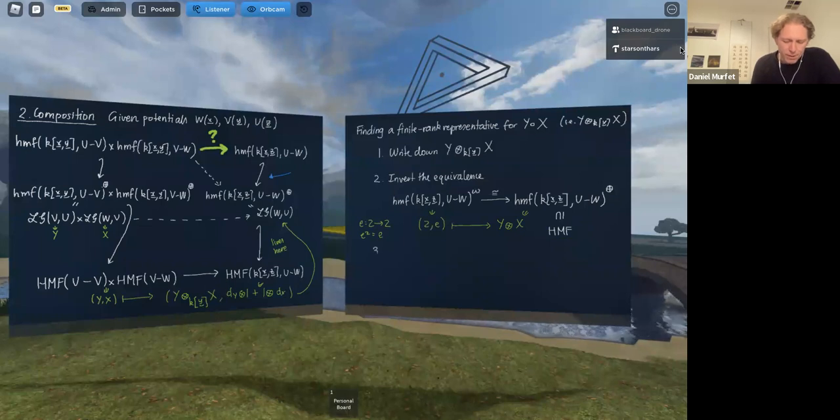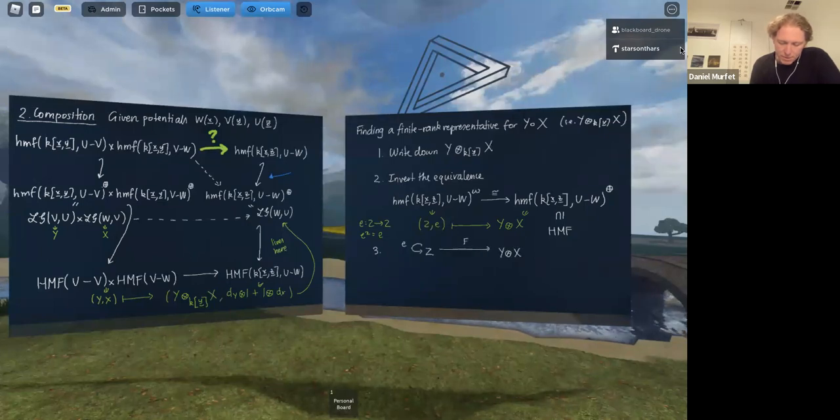Okay, so 3, you have to perform the following kind of operation. You have to look at Z, and you have to split that idempotent. Right? So here's the idempotent. FG is 1, GF is E. Let me draw this kind of separating line here between the finite rank and the infinite rank world.